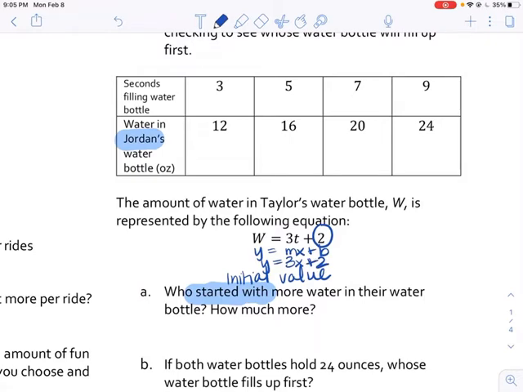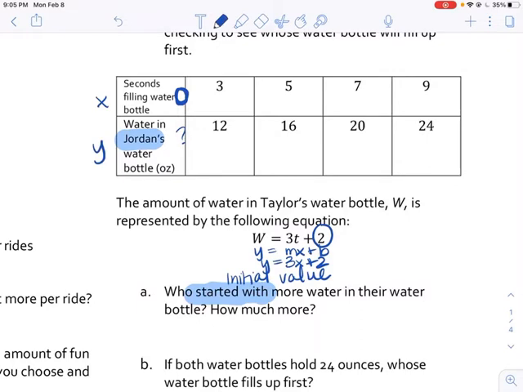So our starting point for Taylor is 2, and our starting point for Jordan, well, I do want to find 0, b. And it says the amount of water in Taylor's water bottle, W. I think this is kind of like our x and this is our y. So I need to find when x is 0, what is y. So I'm going to need the slope in order to figure that out.